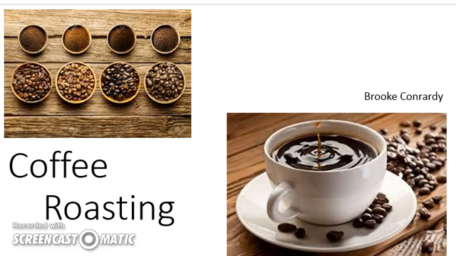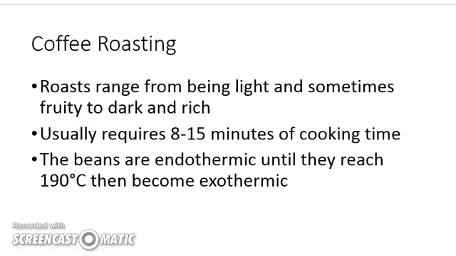Coffee roasting is a pretty well-known process. It's done in large batches by corporations as well as in single batches in homes for specialty roasts. Roasts range from being light and sometimes fruity or even chocolatey to dark and rich. The process usually requires 8 to 15 minutes of cooking time, and beans are endothermic initially, and they absorb outside heat until they reach approximately 190 degrees Celsius at their core. At this point, they become exothermic and self-heat. This is an important factor to consider when looking at changing roasts.